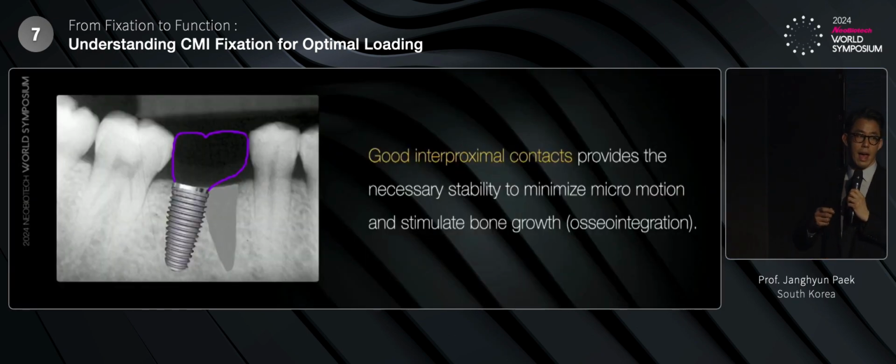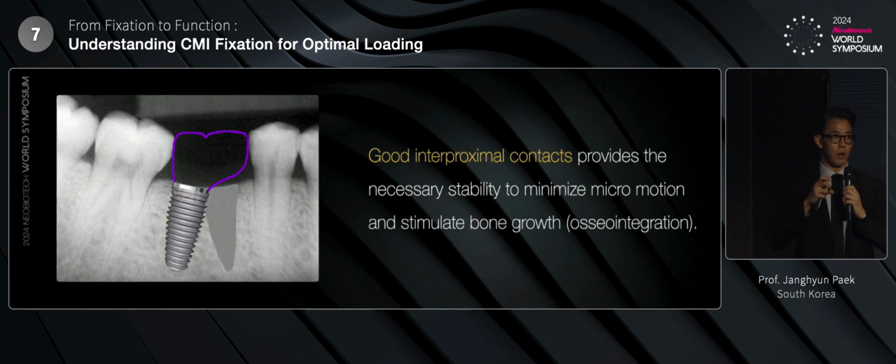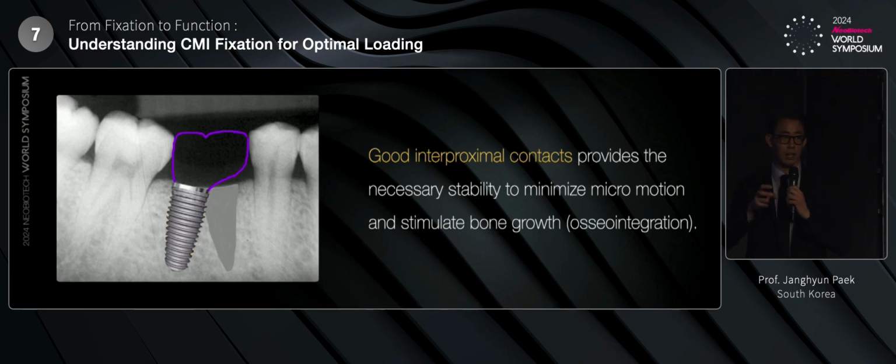And also, we have to make a good tight interproximal contact. If you don't have a good tight interproximal contact, there will also be micro movement, like clockwise or counterclockwise. So your contact should not be loose. Your contact should be very tight and very good.